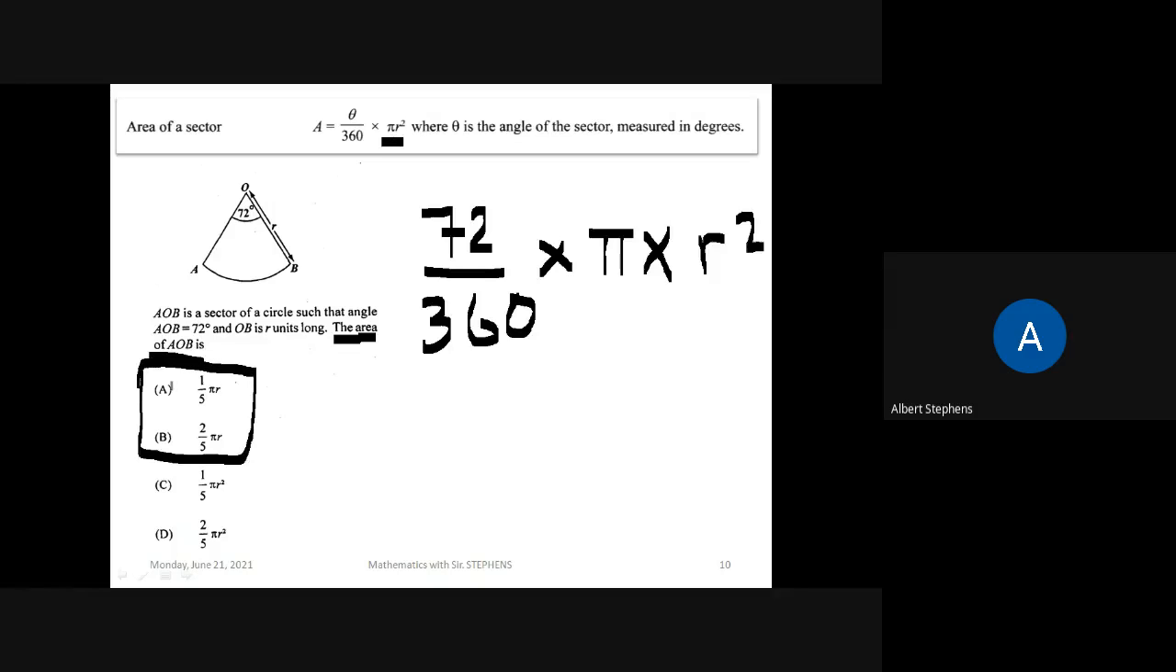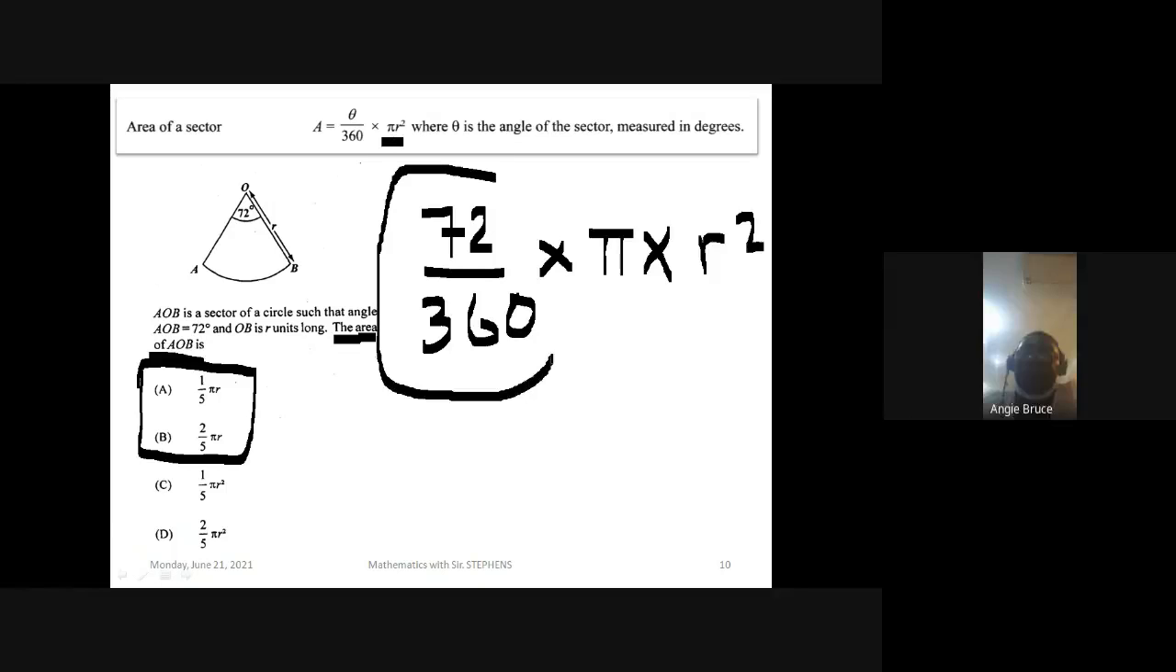Why couldn't it be A or B? Sir, because if I find an area, the answer has to have pi r squared, not true? Yes, it has to have pi, because there's no value for pi and no value for r. So it has to be either C or D. The only thing left to do is for us to work out. Break that down.